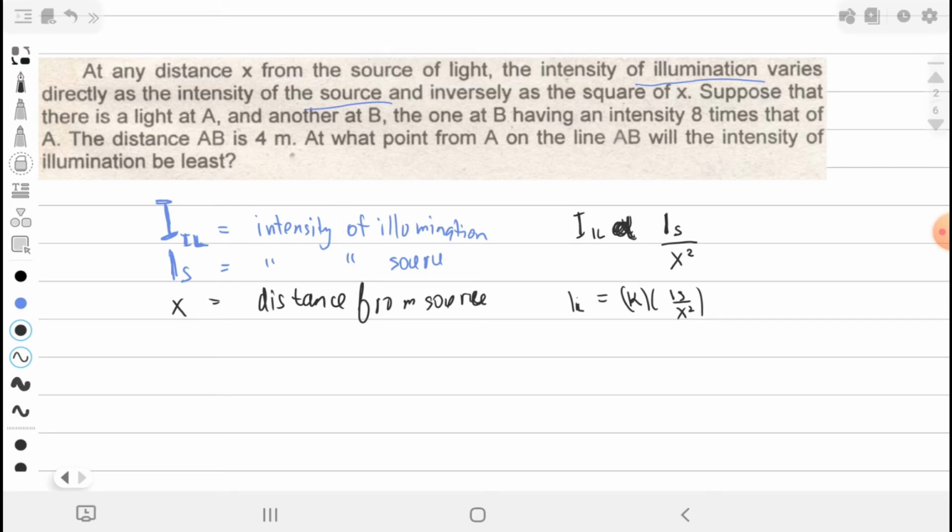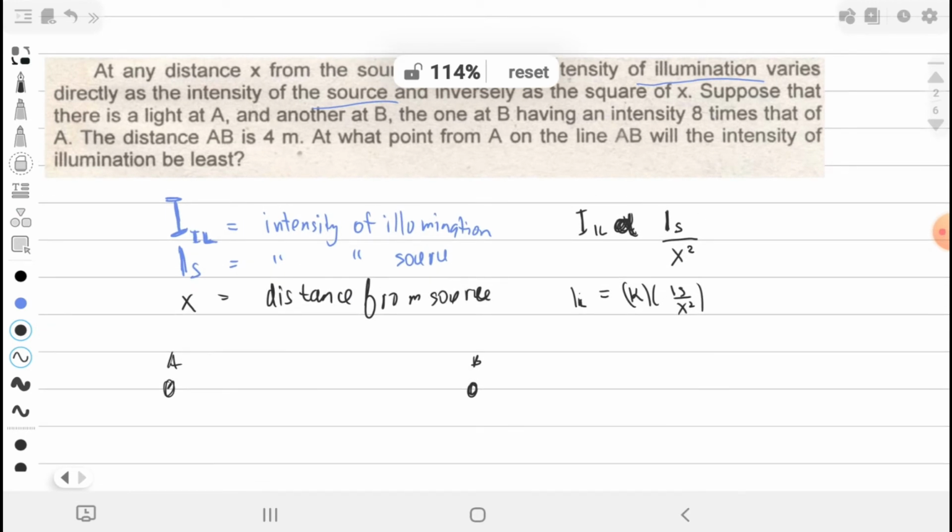So, suppose that there's a light at A and another at B. So, we have two lights, our light A and a light B. Okay? The one at B has an intensity 8 times that of A. Okay? So it has an intensity 8 times of A.